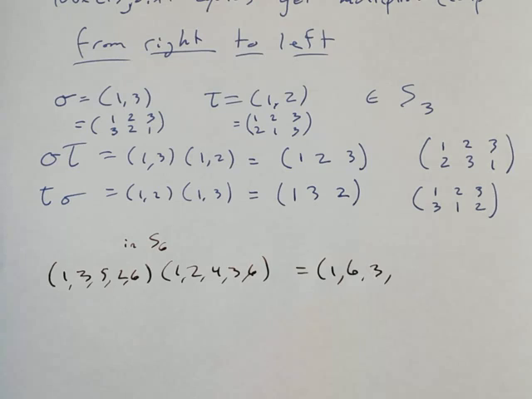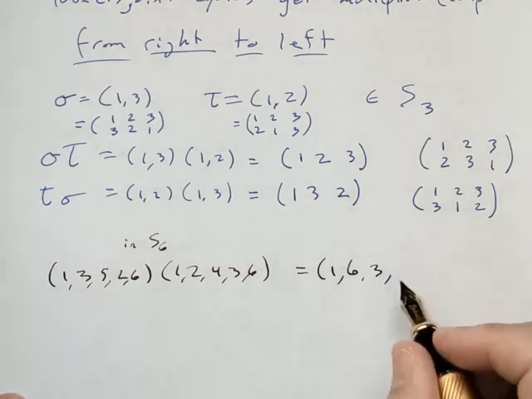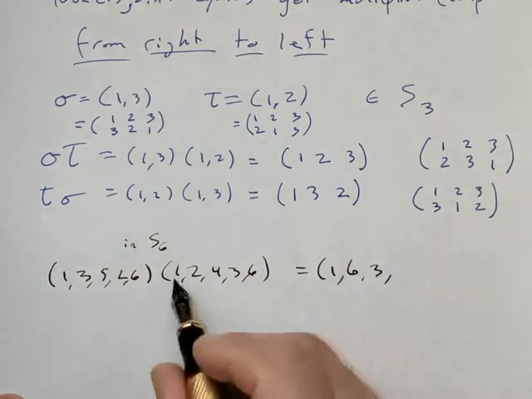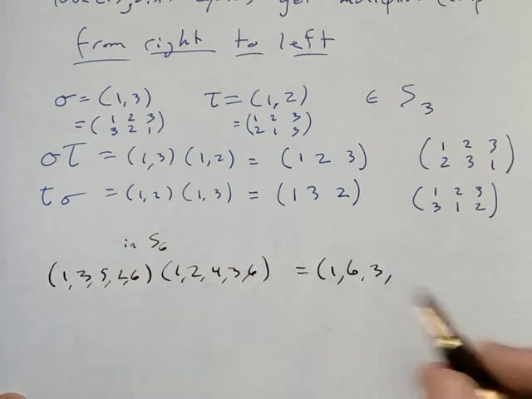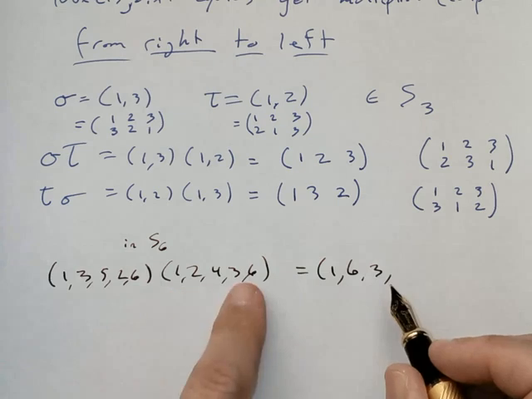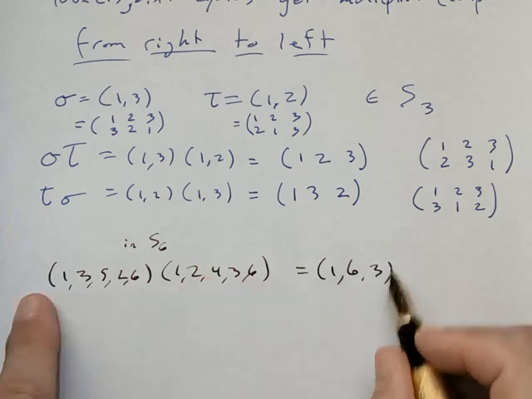In the right, 3 goes to 6. In the left, 6 goes to 1. Wait a minute. 3 goes to 1 goes to... did I write something down? 1. Oh, yes, I did. Okay, so we'll keep going. 3 goes to 6, 6 goes to 1, we're closed.